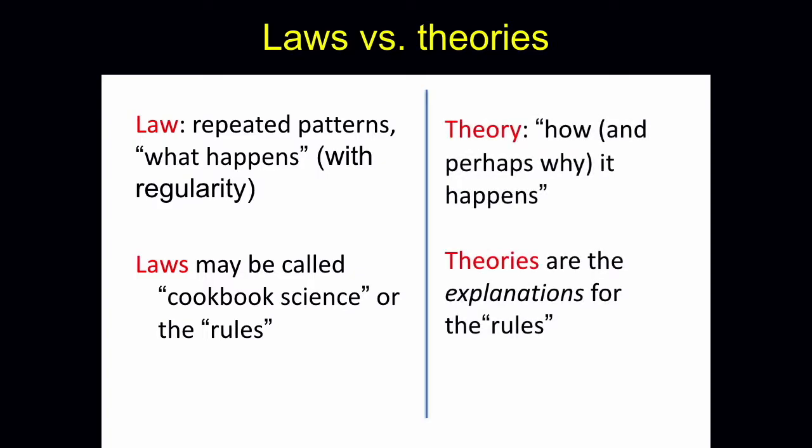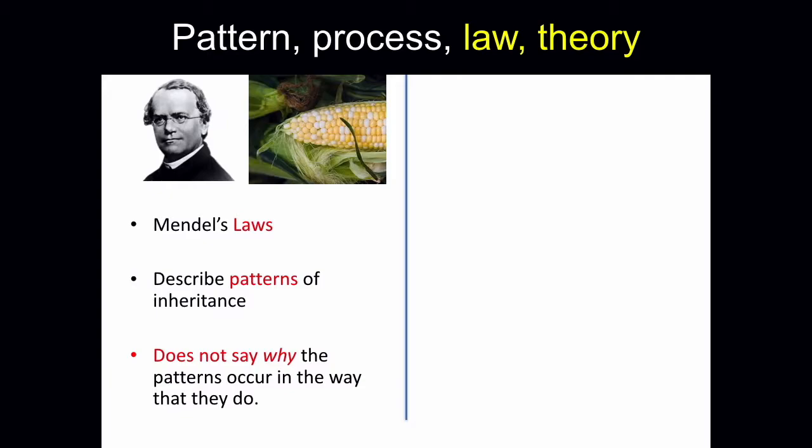So theories, on the other hand, are very similar to processes. They are the explanations for how and perhaps why something happens. So theories are explanations, and laws are descriptions of regularity within nature. Now, the cooking example was a little far afield from biology. So let's talk about two particular examples you're probably familiar with.